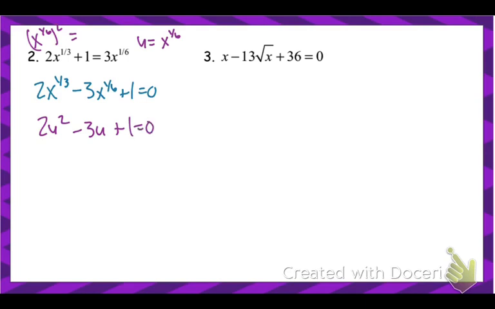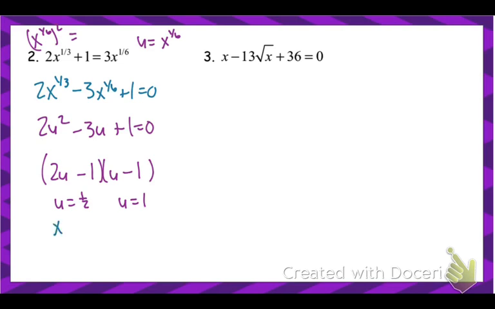And again, this is now a pretty easy factoring question. All right, I know these have to be 2 and 1. This has to be 1 and 1. The middles need to add to -3. So this is minus and minus. So u is equal to 1/2 and u is equal to 1. Again, we're not solving for u, we're solving for x.